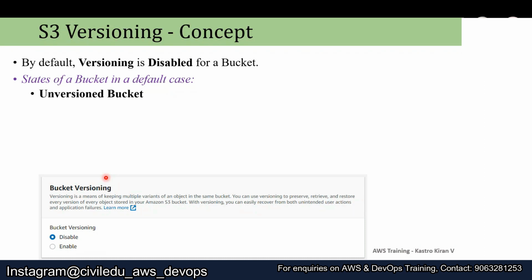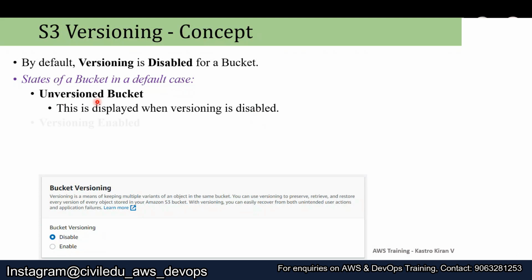By default, whenever we create the S3 bucket, the versioning will be disabled for that bucket, and that bucket is called an unversioned bucket. You can see this is displayed when versioning is disabled. That means when you have not enabled the versioning, it is called an unversioned bucket.